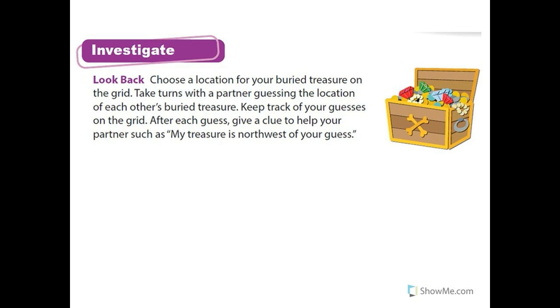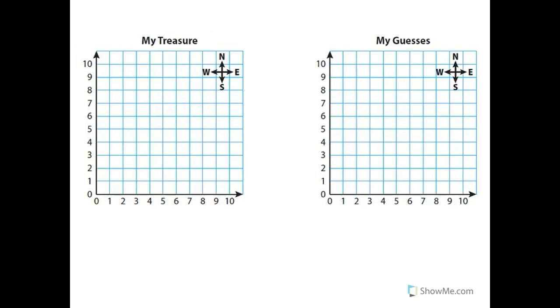Alrighty, let's do some looking back. Choose a location for your buried treasure on the grid. Take turns with a partner guessing the location of each other's buried treasure. Keep track of your guesses on the grid. After each guess, give a clue to help your partner, such as my treasure is northwest of your guess. Alright, so here are the coordinates.